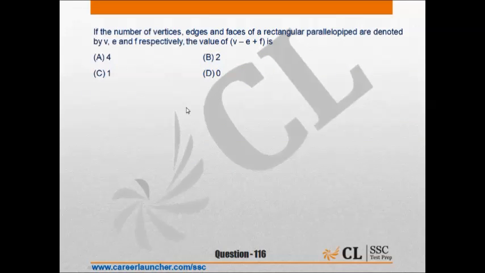The question is, if the number of vertices, edges and faces of a rectangular parallelepiped are denoted by V, E and F respectively, the value of V minus E plus F is. Now, the rectangular parallelepiped can be taken as similar to a cube or cuboid. Therefore, the number of vertices is 8, the number of edges is 12 and the number of faces is 6. So, substituting the values in this expression, we get the answer as 2. So, the correct option is option B.